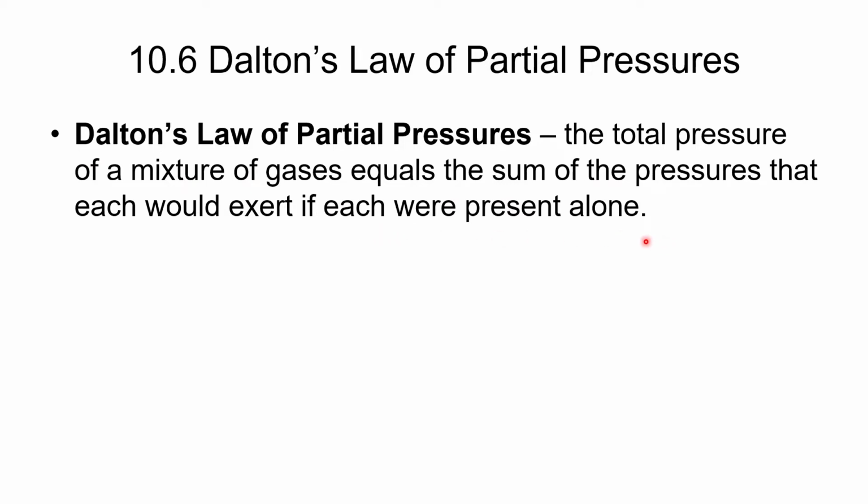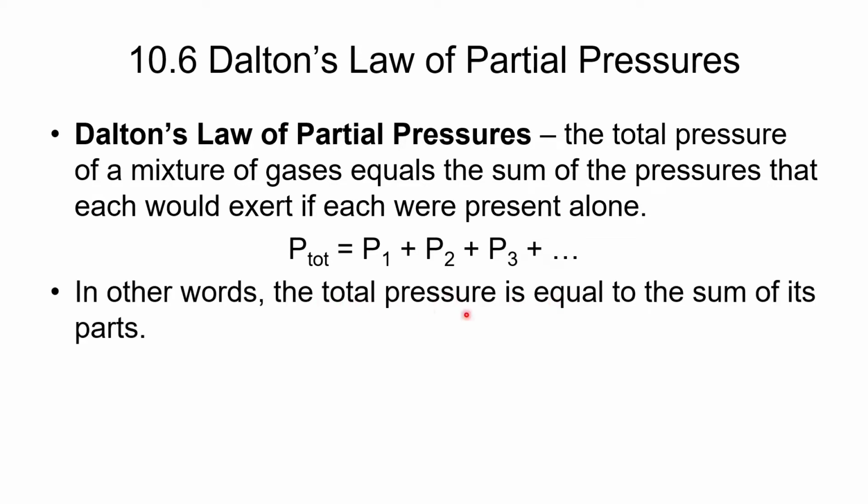What that means is that if you have a bunch of gases, the total pressure is equal to the sum of all the partial pressures. One way of writing that mathematically that makes sense is, say, the total pressure is equal to the partial pressure of component 1 plus the partial pressure of component 2, 3, 4, and so on and so forth. And another way of saying that makes it sound kind of obvious: the total pressure is equal to the sum of its parts.